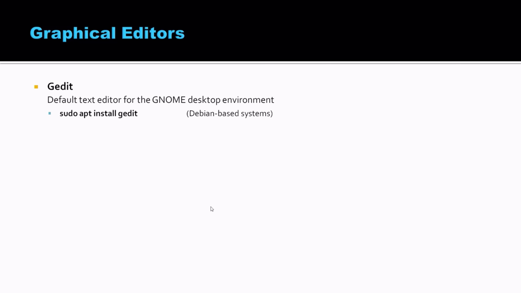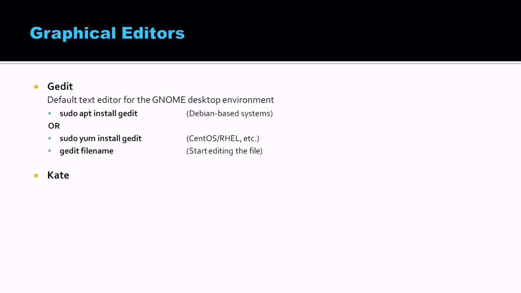Now, based upon the graphical editors, the first one is gedit. gedit is the default text editor for the GNOME desktop environment, but can be installed and used on other desktop environments as well. Usually available in repositories, but you can just use sudo apt install gedit to install on Debian-based systems, or you can use sudo yum install gedit to install on CentOS or Red Hat Enterprise Linux machines. Now, to open the file, you can use the command gedit followed by the file name, and you can start creating or editing the file.